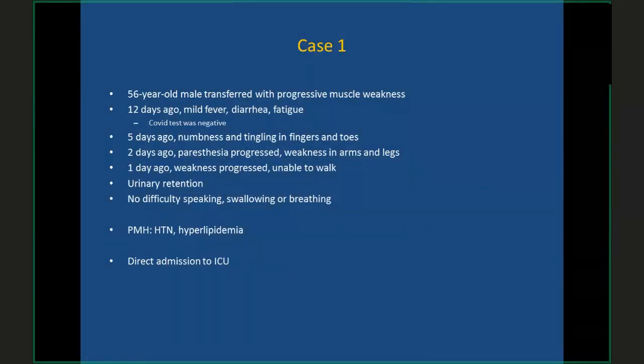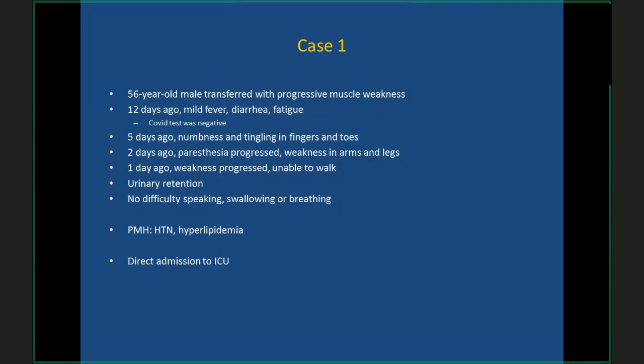When I was on call in September, the local ER called wanting to transfer a patient, 56 years old, with progressive muscle weakness. About 10 days ago, the patient had a low fever, diarrhea and fatigue. They thought it was possibly COVID, but the COVID test was negative. About 5 days ago, the patient started having numbness and tingling in his fingers and toes. 2 days ago, as the numbness and tingling got worse, he also started to have weakness in his arms and legs.